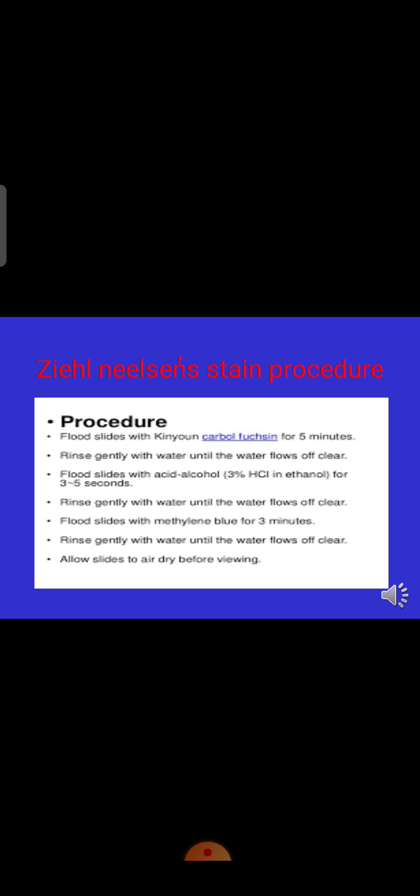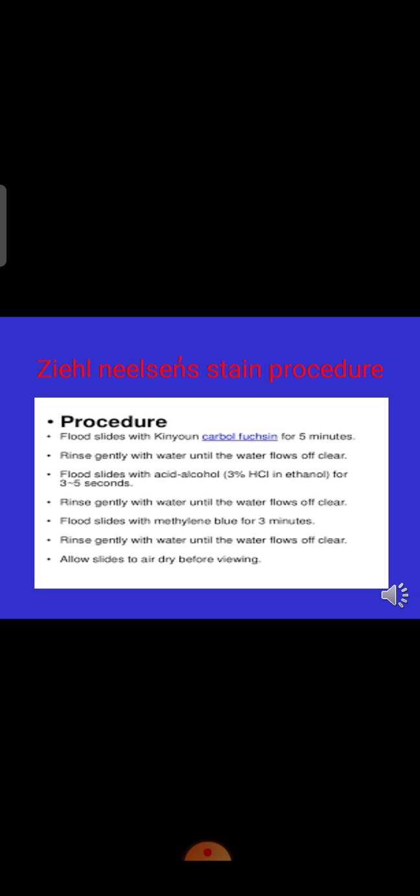The Kinyoun carbol fuchsin is applied on the surface of the slide for 5 minutes without any heating, because this stain contains phenol, and the phenol helps the carbol fuchsin to enter, to penetrate inside the cell wall of Mycobacteria and stain it. After finishing the 5 minutes of application of Kinyoun carbol fuchsin, we wash the slide with water. Then we apply the decolorizing agent.